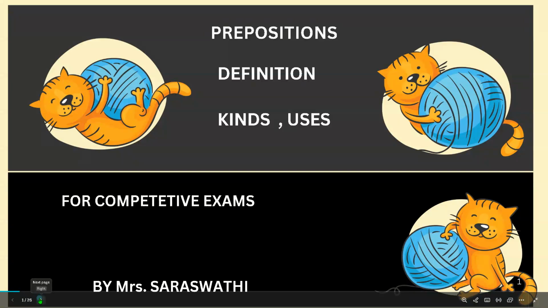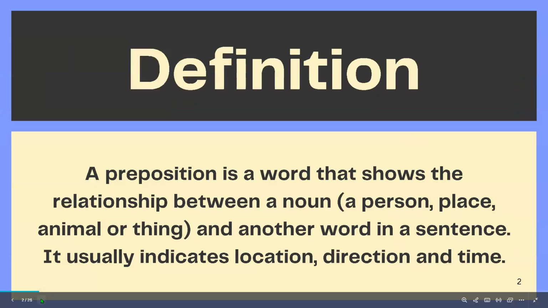So here you can see in the figure that a cat is holding a wool, and it is behind the wool, it is under the wool, and it is back of the wool, it is holding the wool in front. Now let us see the definition of prepositions.